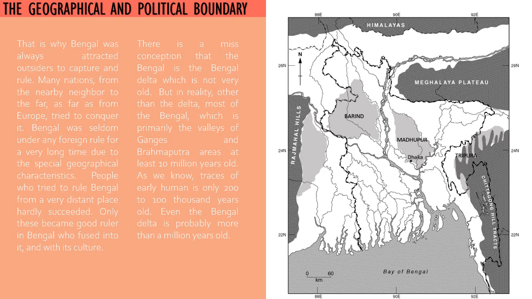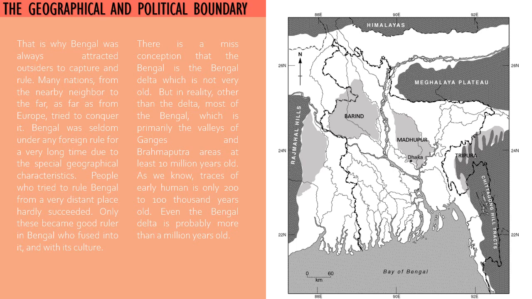There is a misconception that Bengal is the Bengal Delta, which is not very old. But in reality, other than the delta, most of Bengal, which is primarily the valleys of the Ganges and Brahmaputra, is at least 10 million years old. As we know, traces of the early human race are only 100,000 to 200,000 years old. Even the Bengal Delta is probably more than a million years old.